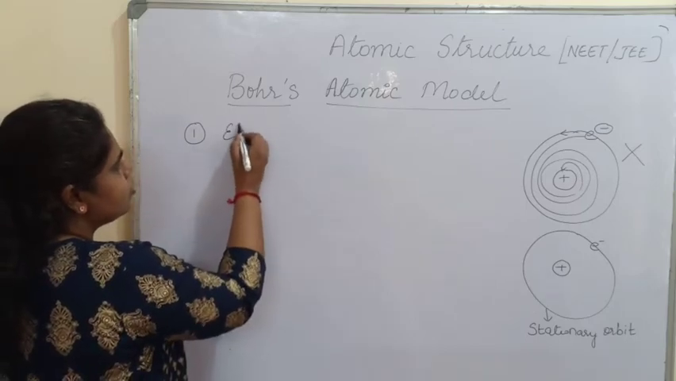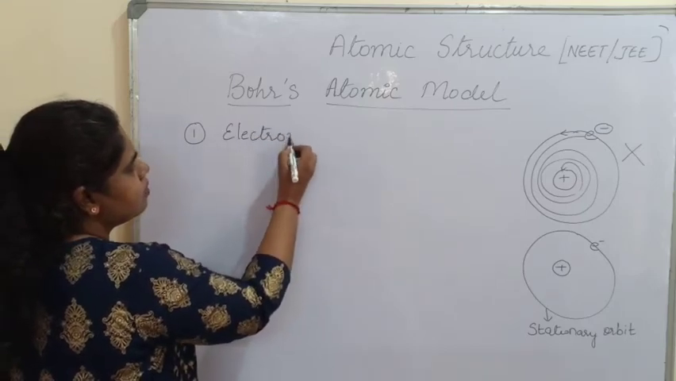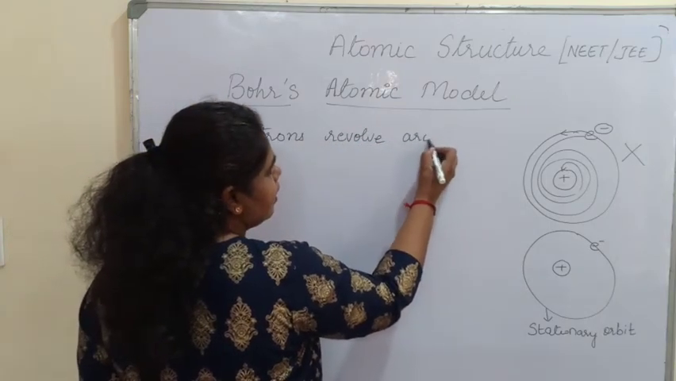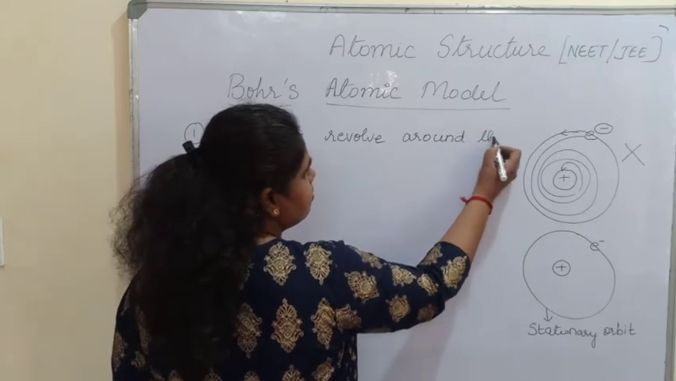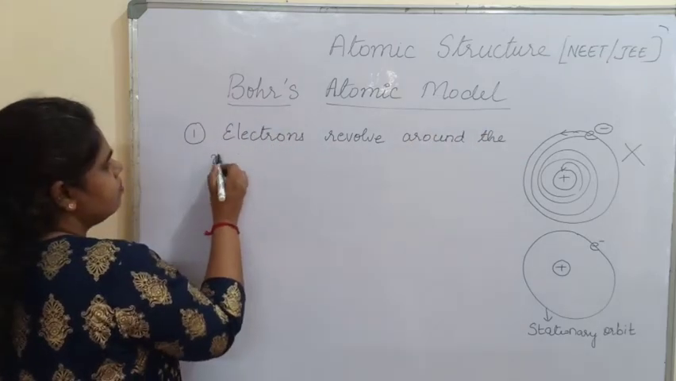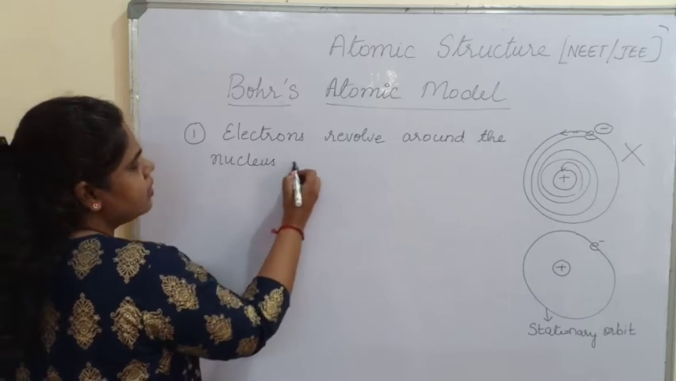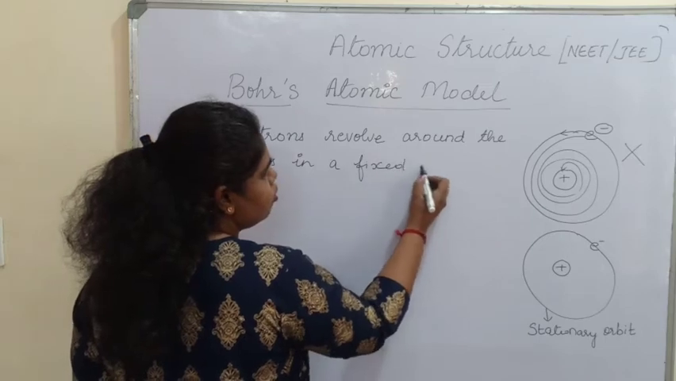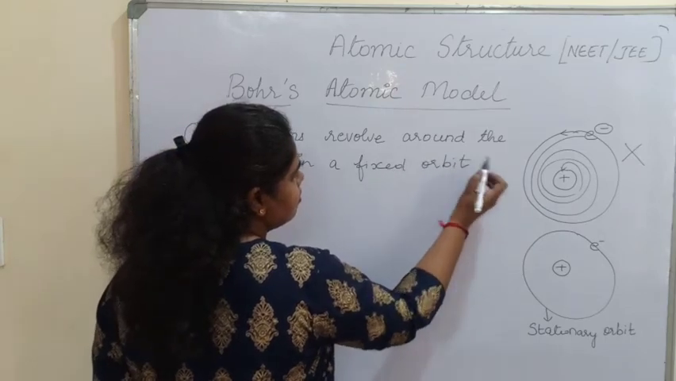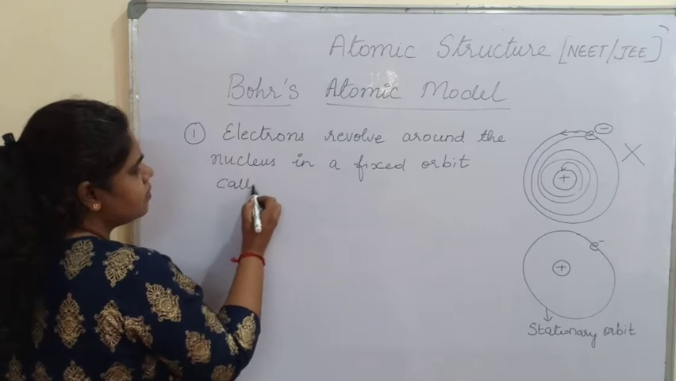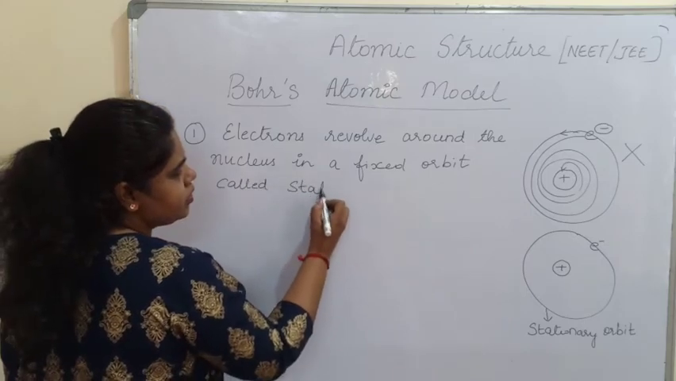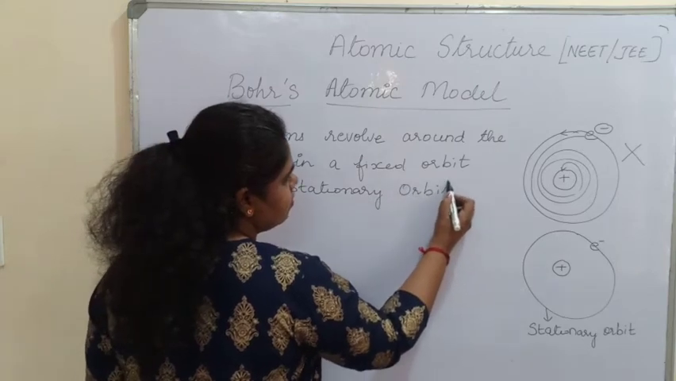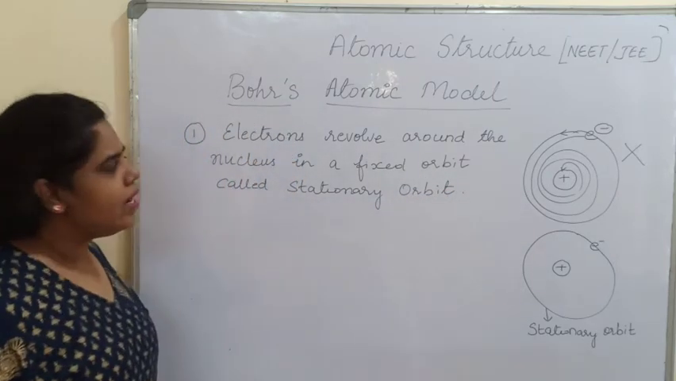So that is the first point given by Bohr's atomic model. That is, electrons revolve around the nucleus in fixed orbits called stationary orbits. So this is what was said by Bohr.